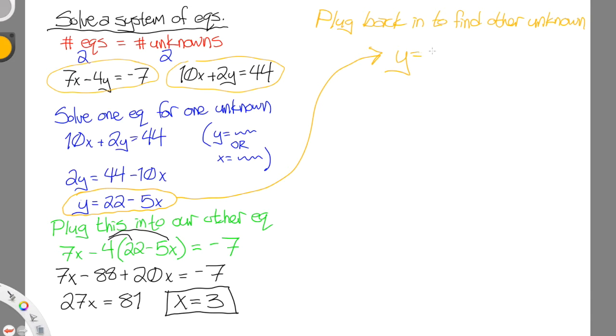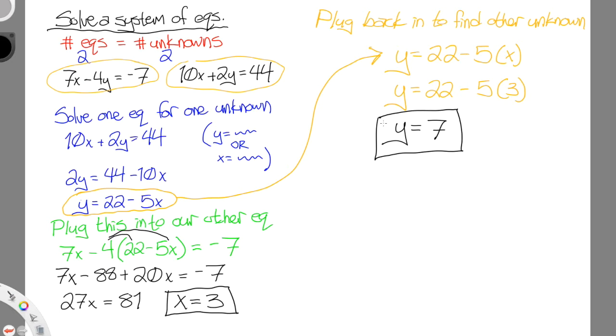So y equals 22 minus 5x, and our x is 3. So that's 22 minus 5 times 3. So y equals 22 minus 15, which is 7, and that is our other answer.